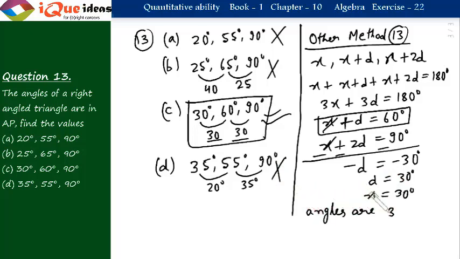So the angles are x, that is 30 degrees, x plus d, that is 30 plus 30, 60 degrees, x plus 2d, that is 30 plus 2 into 30, that is 30 plus 60, which is 90 degrees. So these are the angles. But I would say if it is possible to be done with the options, please use the options. That will always be better.